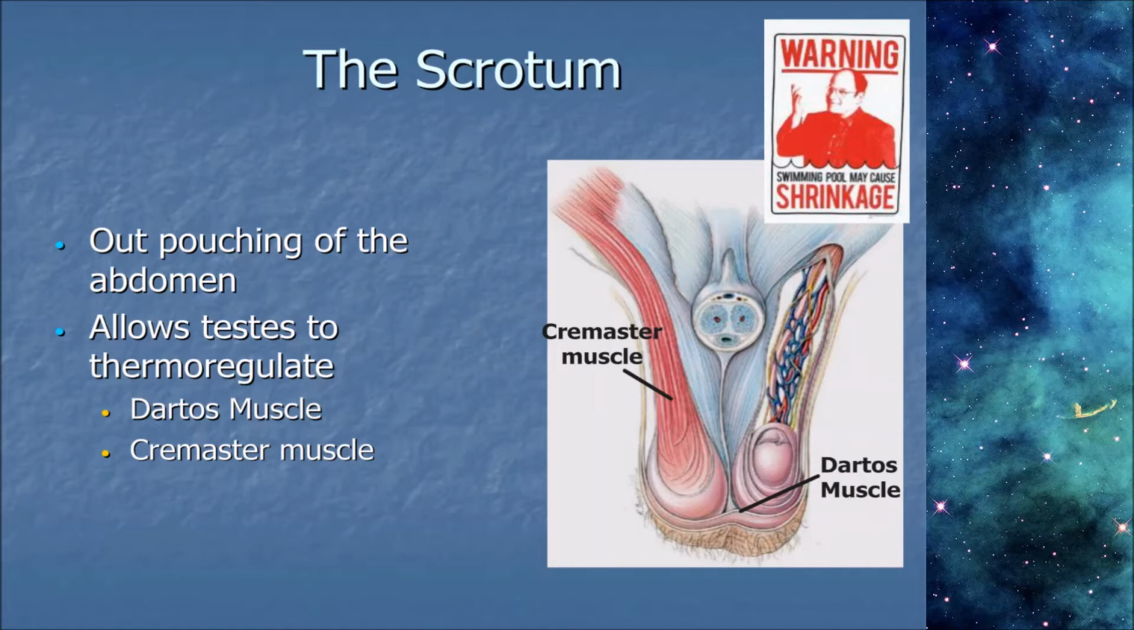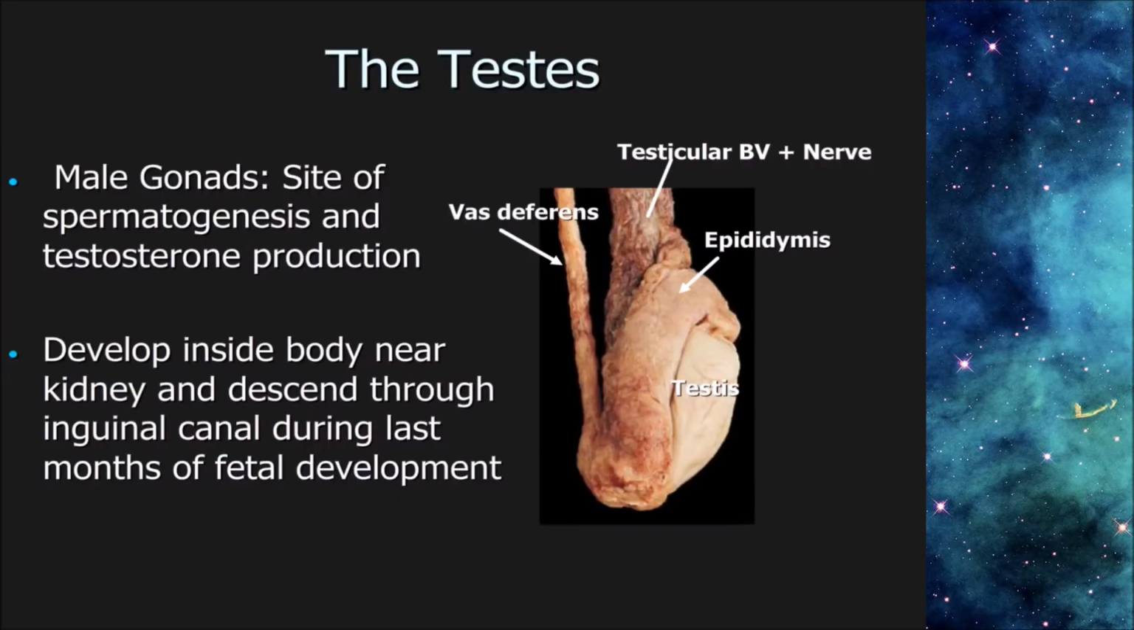If you'd seen the same person, let's say if they walked out of a sauna, the scrotum would be much more relaxed and the testes would be hanging well away from the body in order to properly thermoregulate. So the testes are the male gonads, and the gonads are the things that actually produce the gametes, in this case the sperm. And not only do we produce sperm, but we also produce the hormone testosterone, which is responsible for spermatogenesis and also for male secondary sexual characteristics.